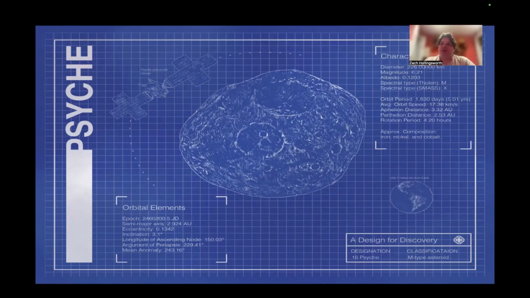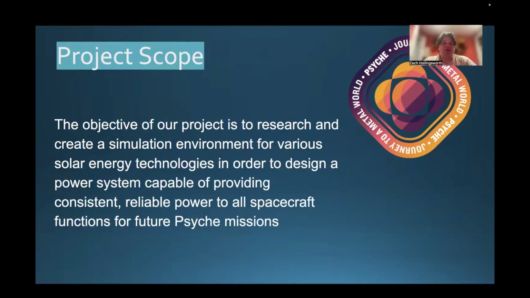Located in the main asteroid belt between Mars and Jupiter, Psyche orbits at approximately 2.9 astronomical units from the sun, where solar irradiance is only 161 compared to 1,361 at Earth. While this mission is limited to orbital observations, future missions may involve asteroid surface exploration to expand scientific understanding and study of the asteroid. Which leads us to our mission.